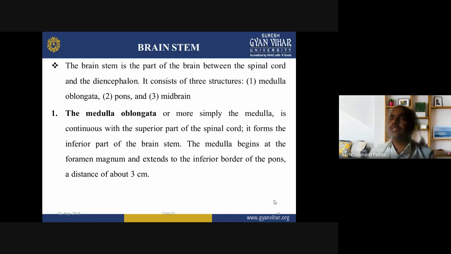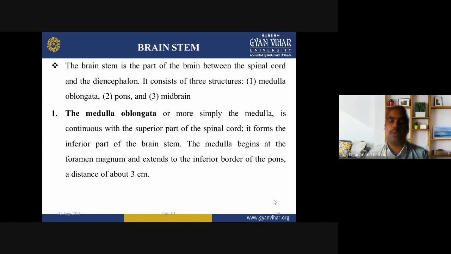It consists of three structures. Now the brain stem has three structures: medulla oblongata, pons, and midbrain. So इसमें medulla oblongata होंगे, pons होंगे और midbrain होंगे. तो ये तीन तरह के structure आपको किसमें देखने को मिलेंगे? Brain stem में. It consists of medulla oblongata, pons, and midbrain.